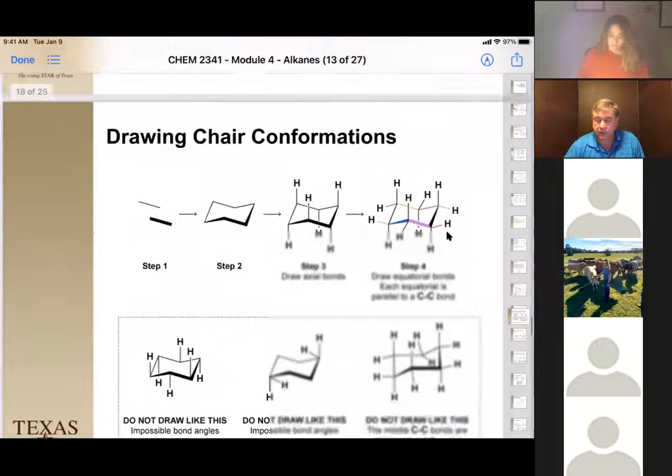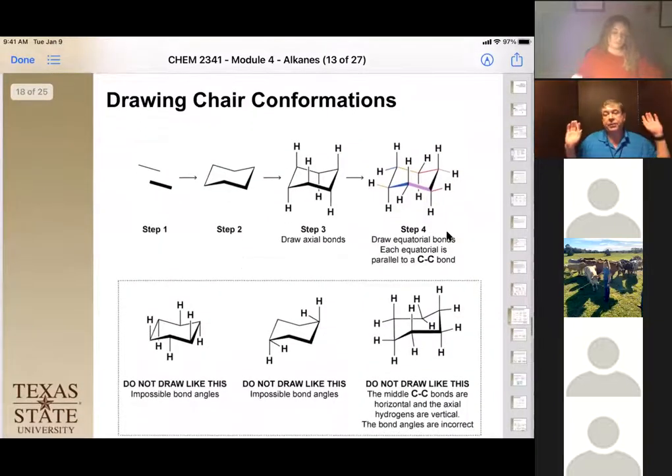Okay, so I'm going to show you how to draw the chair conformation and make it really, really easy. You've got to practice this a little bit, but it should be easy after you practice it a couple times. So I'm going to do that, and that's the last thing we're going to do today.